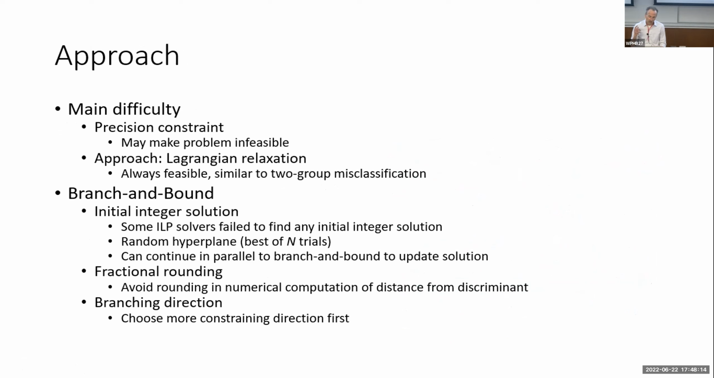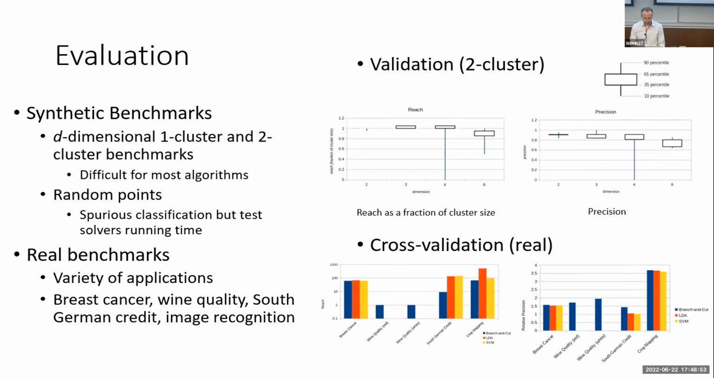Now, the main difficulty of this problem is the precision constraint, which may make the problem infeasible. But it turns out that I can analytically say what the value of a Lagrangian multiplier associated with this constraint is. So I take this constraint and put it into the objective function. At that point, you get a two-group misclassification problem, which actually has a really nice structure compared to the general one. And so there are all kinds of things that you can do for branch and bound to make the solution faster.